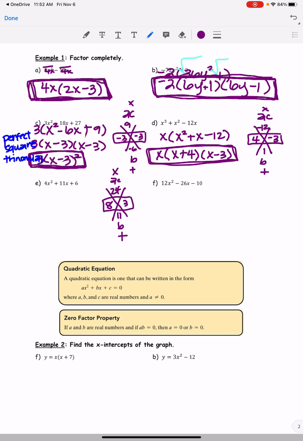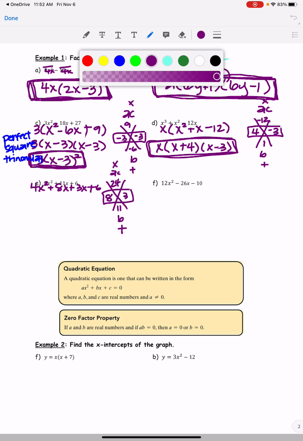Now because we've already established that this is a hard one, that means that this is not X plus 8 and X plus 3, because again, right off the bat, X times X gives me X squared, and I need a 4X squared. So when that happens, you've got to rewrite your middle term. So we've got 4X squared plus 8X plus 3X plus 6.